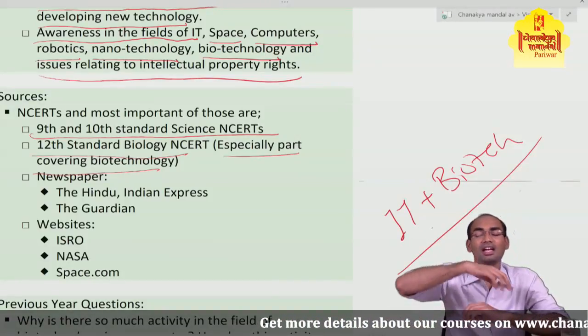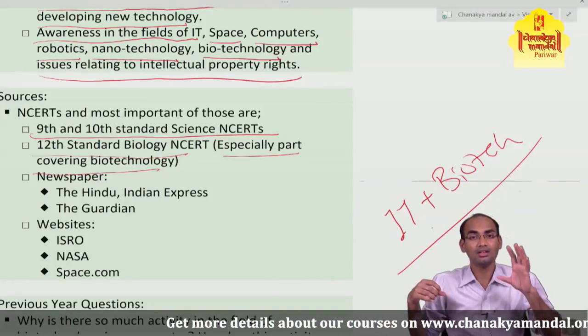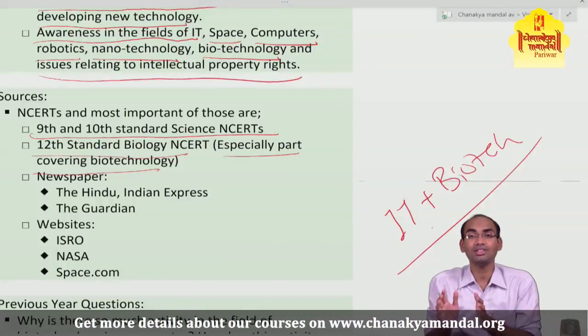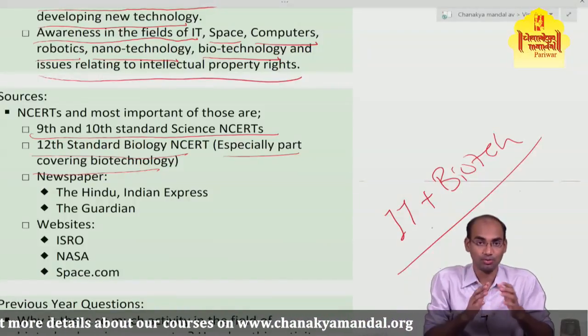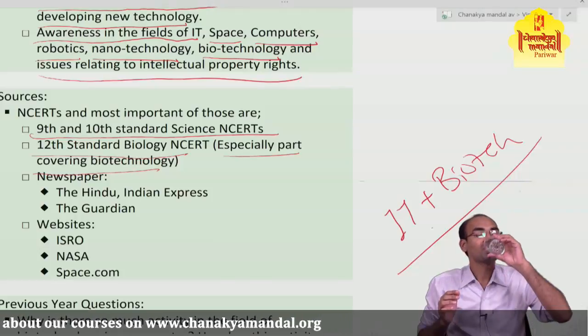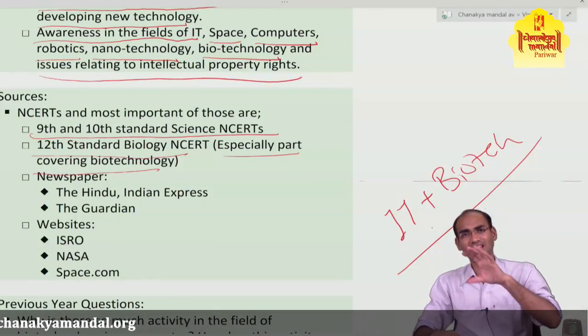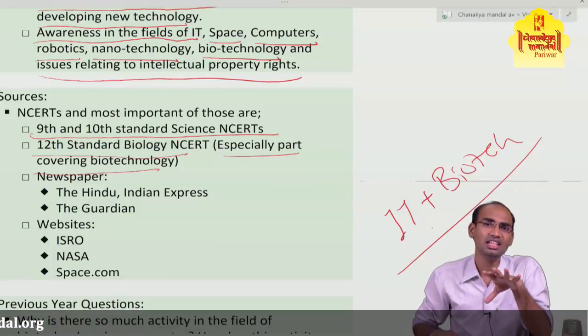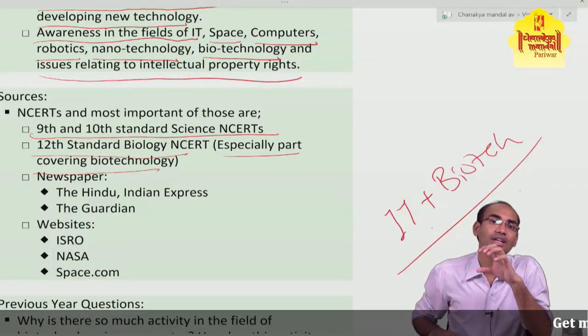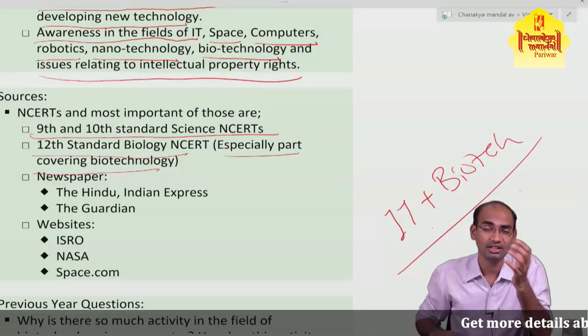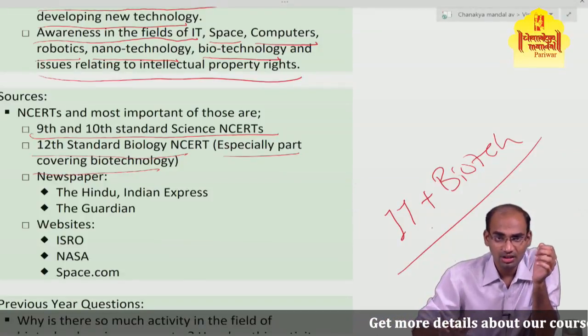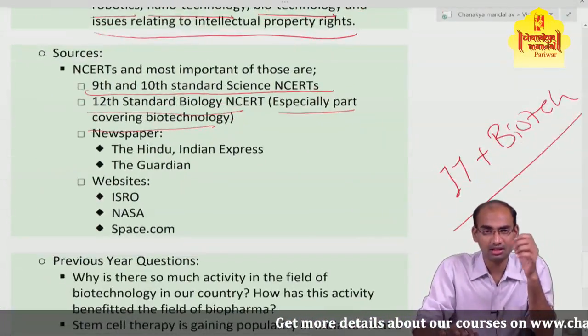In any question of UPSC, you need to know its relevance from India's perspective. You cannot forget about India's contribution to that. We'll see that while dealing with the questions.